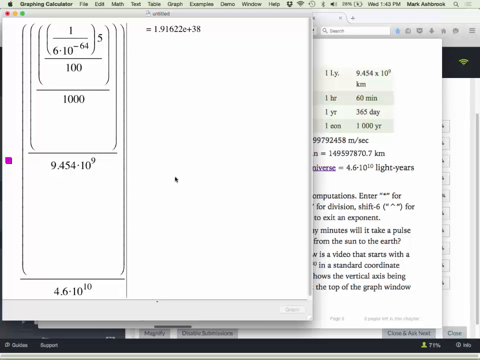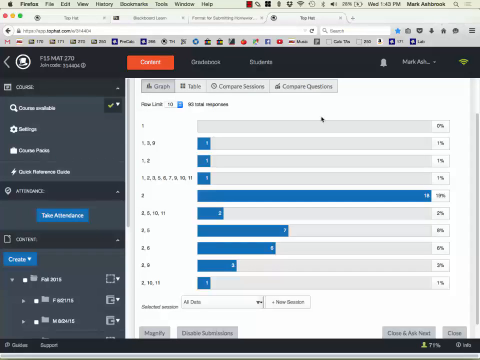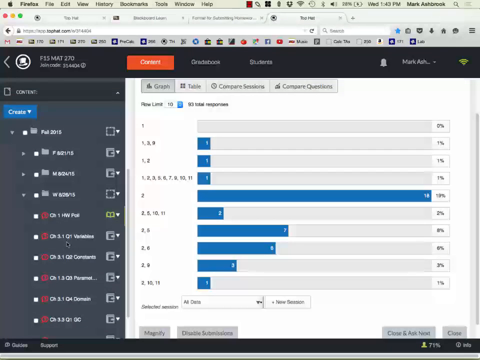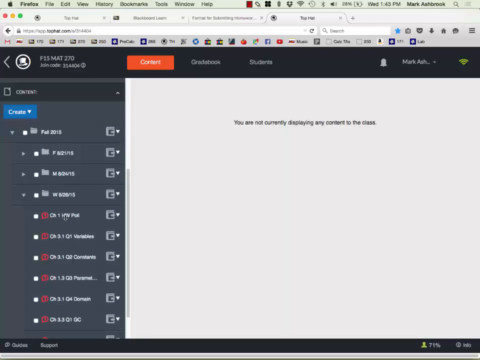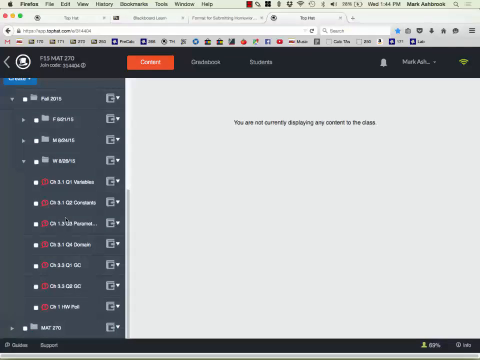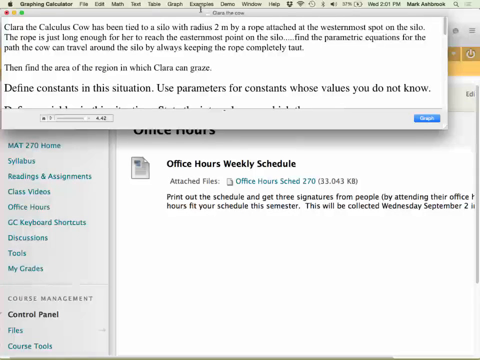Okay, cool. So that takes care of chapter 1. And then you had to read chapter 2 for today. So let's do Top Hat. Chapter 3. And variables. So let's talk about Clara, the calculus cow.